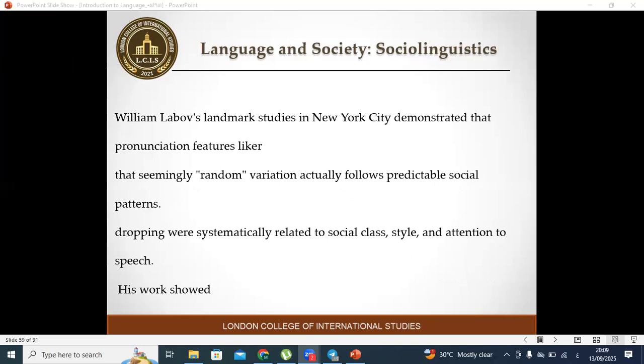William Labov's landmark studies in New York City demonstrate that pronunciation features that seem like random variation actually follow predictable social patterns. Dropping the R was systematically related to social class, style, and attention to speech. His work showed this everywhere.